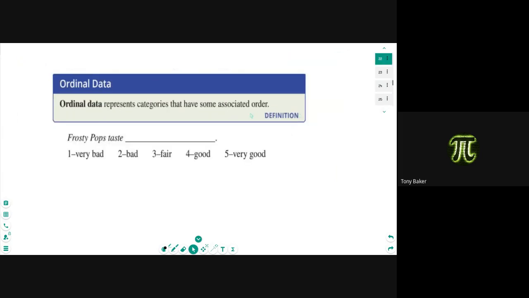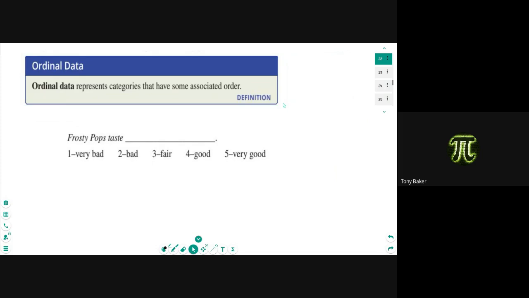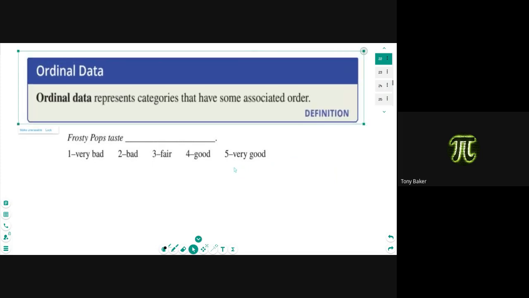Ordinal is one step above that. Ordinal is ones that we can put in order. So your rankings of the New York Times bestseller books, that's order. Even though it's still a qualitative data point, I can now put it in order, and that order has some meaning. Okay. So your shoe sizes and stuff might fall into this because I could put those in order and it would actually make sense. Okay.